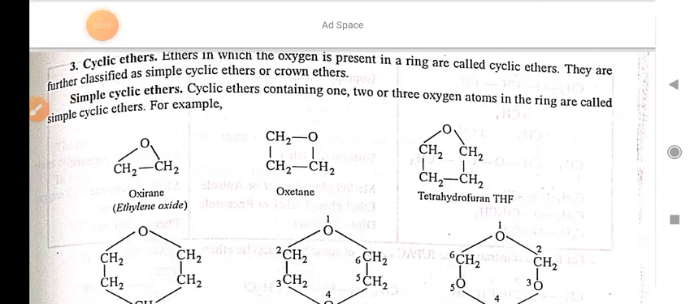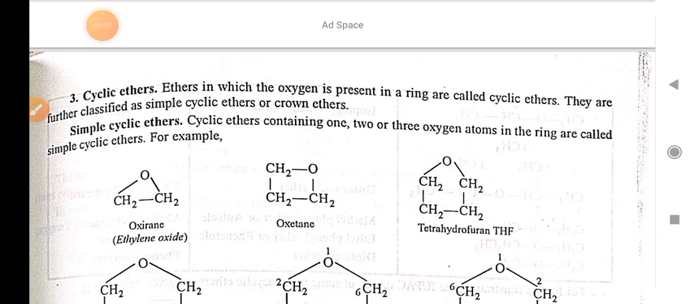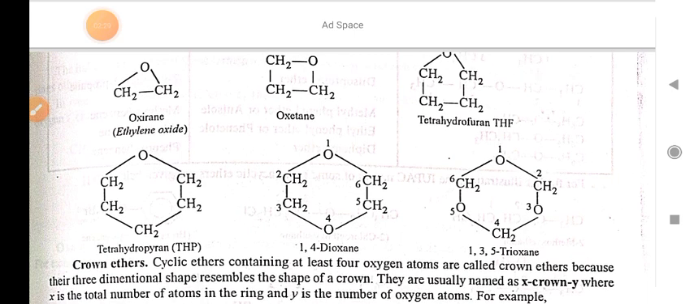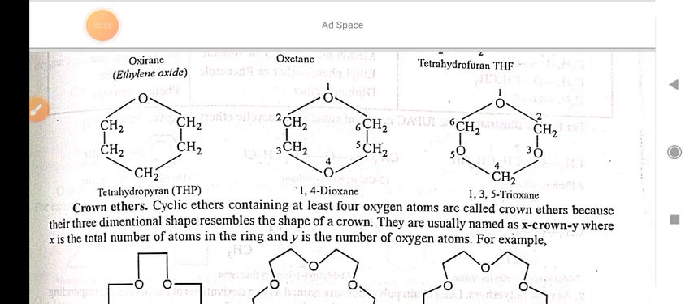Now, cyclic ethers. Ethers in which the oxygen is present in a ring are called cyclic ethers. They are further classified as simple cyclic ethers or crown ethers. Simple cyclic ethers. Cyclic ethers containing 1, 2 or 3 oxygen atoms in the rings are called simple cyclic ethers. For example, oxirane, oxetane, tetrahydrofuran, tetrahydropyran, 1,4-dioxane, 1,3,5-trioxane.